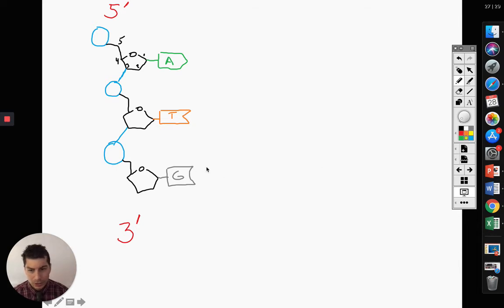Okay, so this one, we had our G on this side. On the other side, it's going to be attached to a C. A always bonds to T, G always bonds to C. Think of it this way, guys. Stupid little way to remember it.